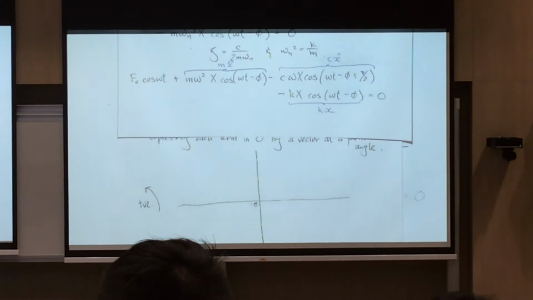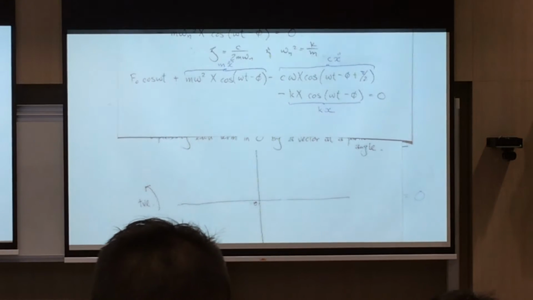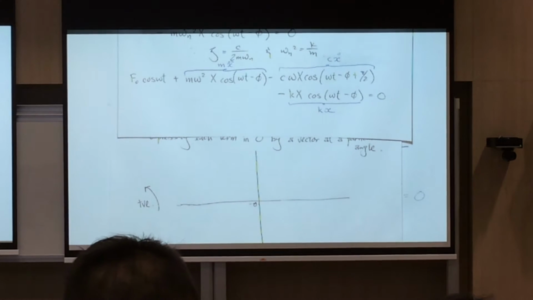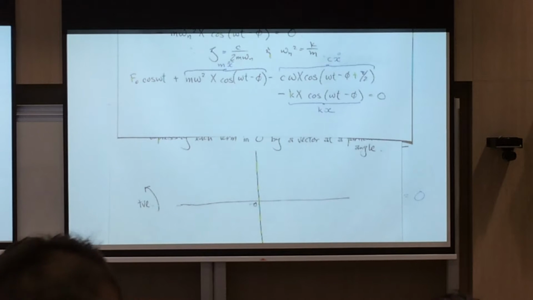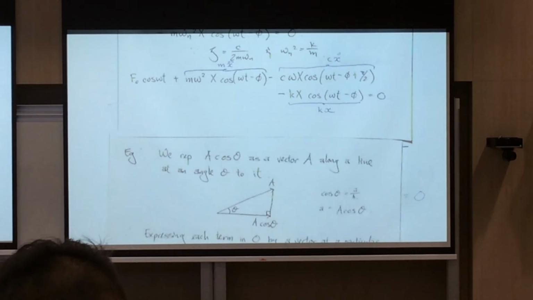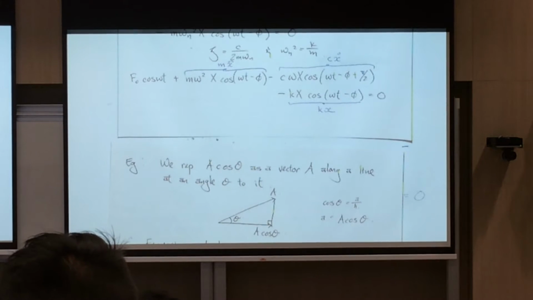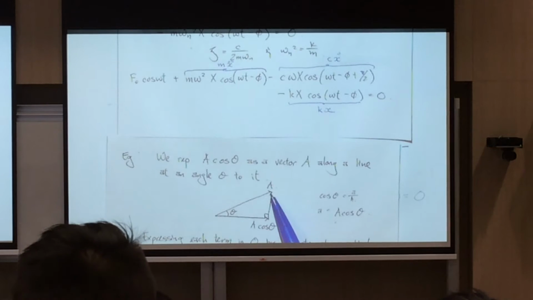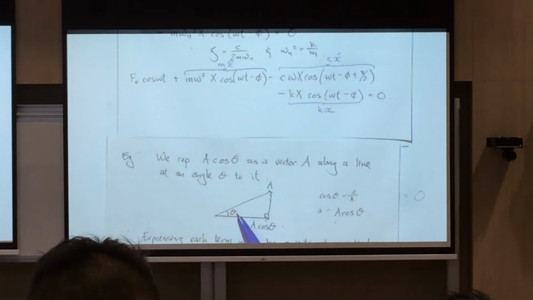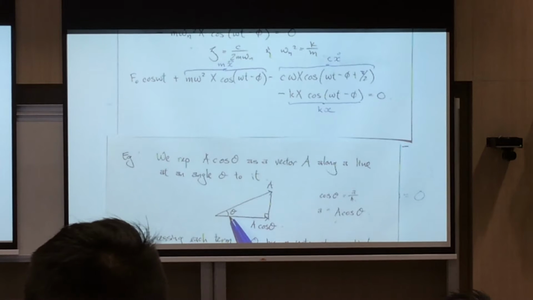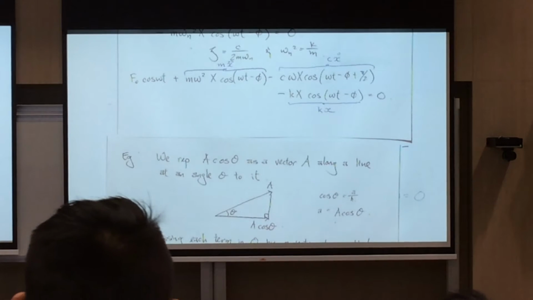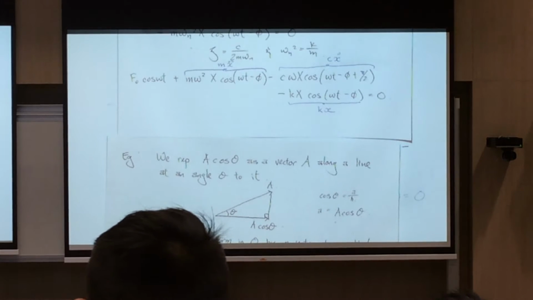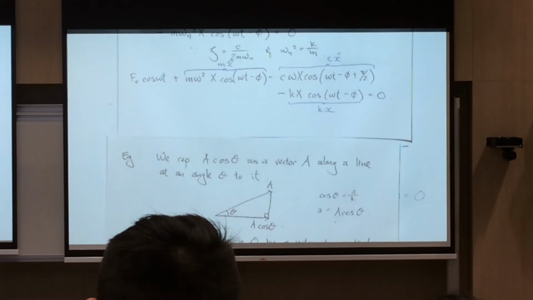So first one, F0 cosine omega t. How are you going to draw this? It's very similar to this, right? So if you have A cosine theta, instead of A, this is going to be F0, and instead of theta, it's going to be omega t. So let's translate this one.